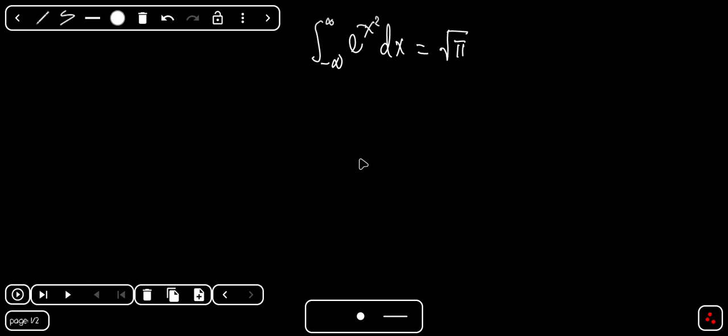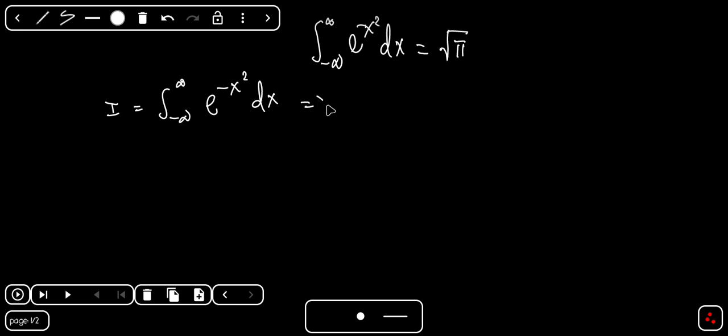So in today's video, I want to show how this Gaussian integral from negative infinity to positive infinity of e raised to the power of negative x squared equals the mysterious number, the square root of pi. So that is our goal for today. So, solution. I'm going to let I be equal to that integral from negative infinity to positive infinity of e raised to the power of negative x squared dx.